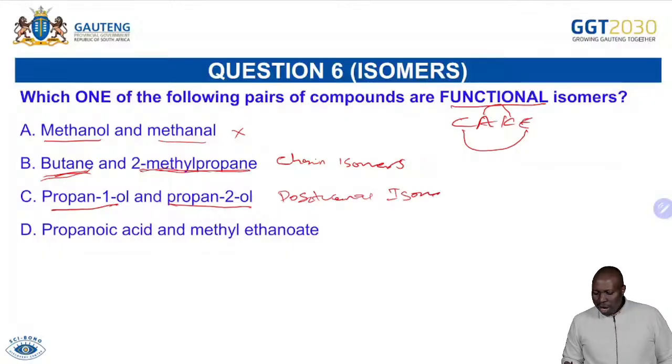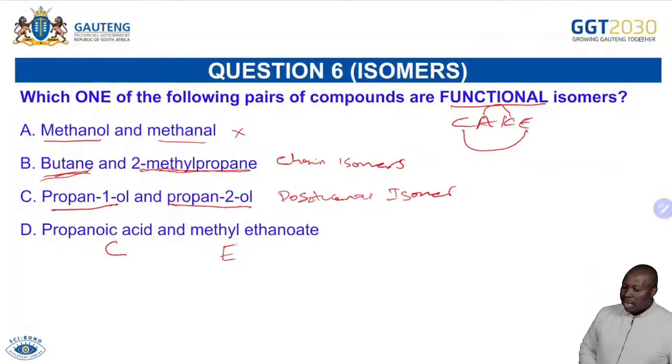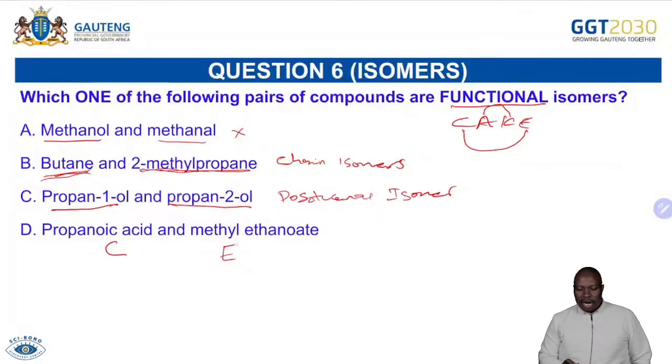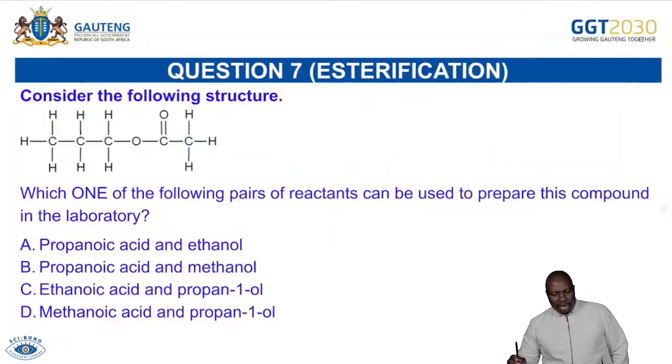And then you have the carboxylic acid and an ester. From our cake there, you can see these two are functional isomers. So our answer is D. So with that skill, you are able as well to have confidence as you answer questions.